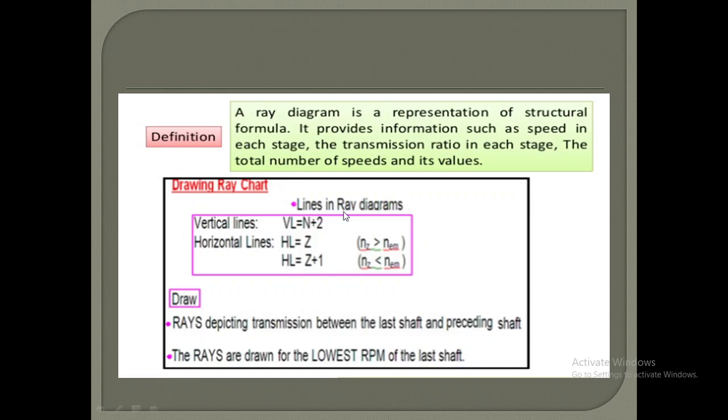When you are drawing the ray chart, check the lines in the ray diagram. I have already explained: vertical lines are n plus 2, and horizontal lines are equal to z if the condition nz is greater than nem, and horizontal lines are equal to z plus 1 if nz is less than nem. Okay, this ray diagram, we will see how to draw the ray diagram.